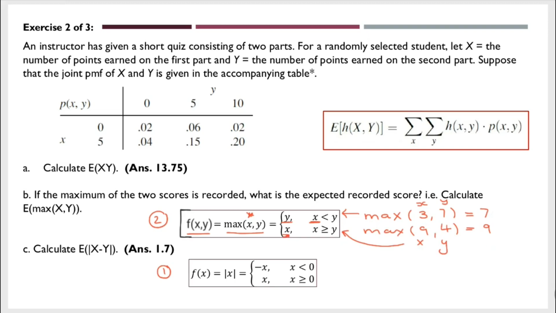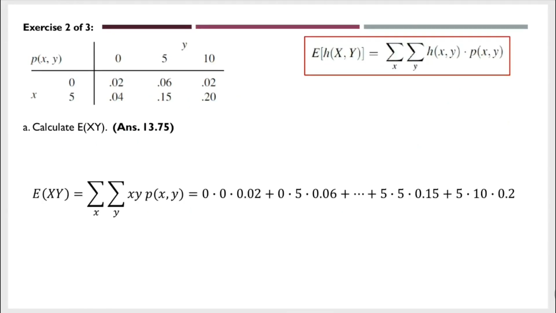Okay, so that is just to explain the notation there, and then you're going to use this same formula here, but in place of your h of x, you take the maximum of the two values that you get. So hopefully that works out. Let's now have a look at part A, and then I'm looking at part C after that. So in part A, you are asked to find the expected value of xy, and you're going to make use of this formula here.